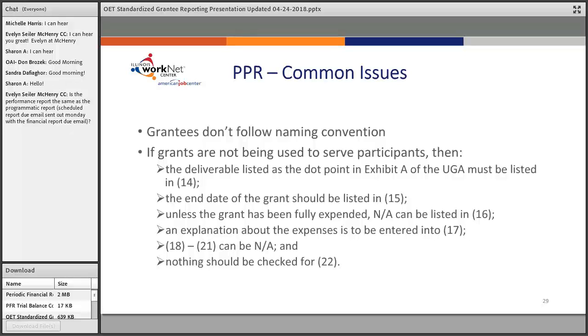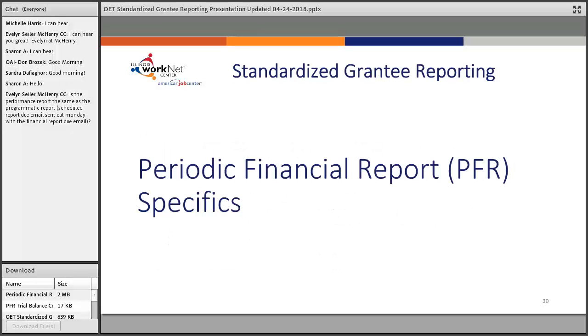Unless the grant has been fully expended, not applicable can be listed in 16. An explanation about the expenses is to be entered in 17. 18 and 21 could be not applicable, and nothing should be checked for 22. Those are common issues we have where we have to send it back and have it corrected.